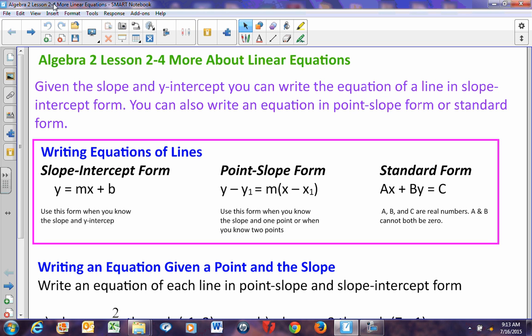And standard form is ax plus by equals c. A, b, and c are real numbers. A and b cannot both be 0. This is very good to use when you want to find intercepts.